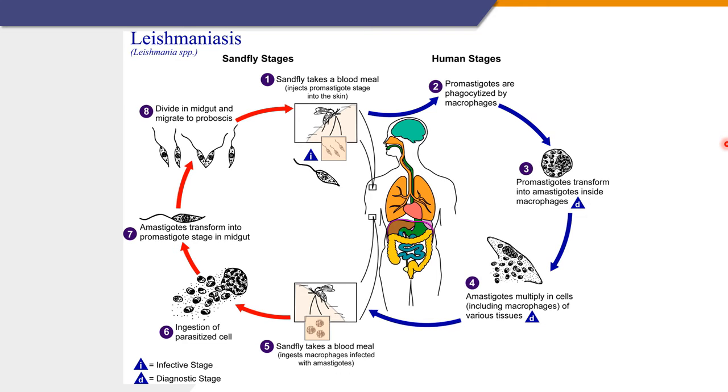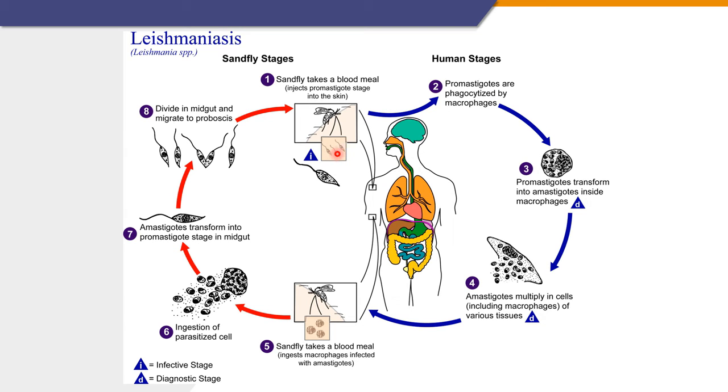Leishmaniasis is transmitted by the bite of an infected female sandfly. So the sandfly injects the infective stage. For the sake of this example, let's say the promastigote is the infective stage. So when the sandfly has its blood meal, it will inject the promastigote into the bloodstream.